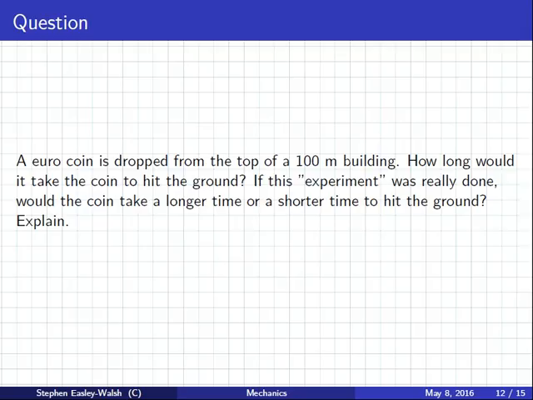Okay, so again, this is just another question to think about together. A coin is dropped from a 100-meter building. How long would it take to hit the ground? I want you to calculate the time and then answer if it'll be more or less than this. But first calculate the time. So u is 0, a is 9.81, and s is 100. Calculate the time for me.